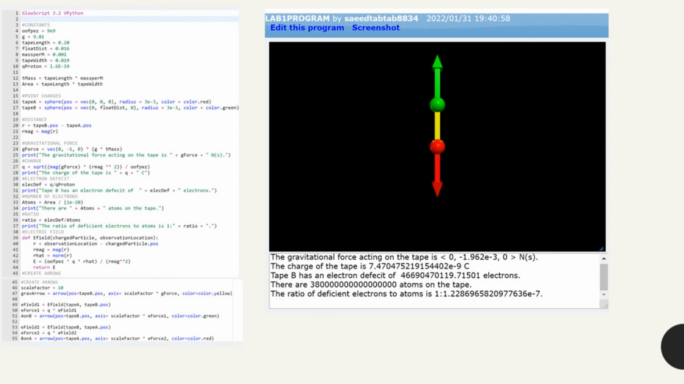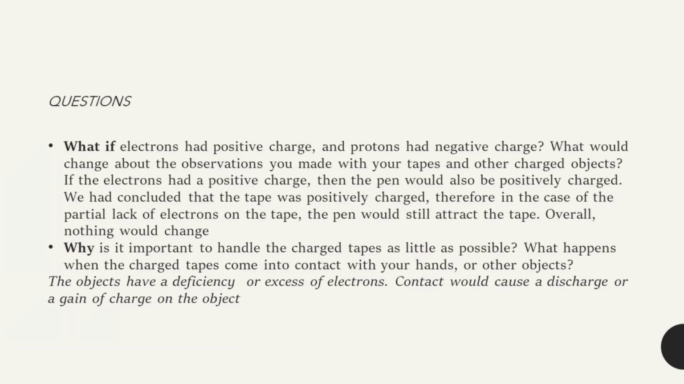We can also see that the numbers from the program are the same as the numbers that I calculated from my own calculations. What will happen if electrons had a positive charge? If electrons had a positive charge, then the pen would also be positively charged. We previously concluded that the tape was positively charged. Therefore, in the case of the partial lack of electrons on the tape, the pen would still attract the tape. Overall, nothing would change.